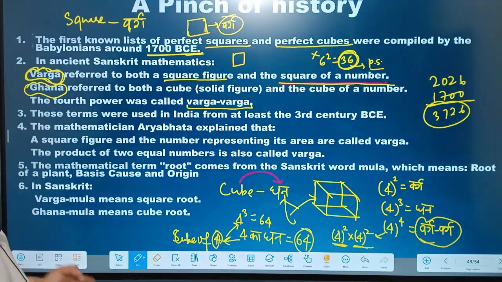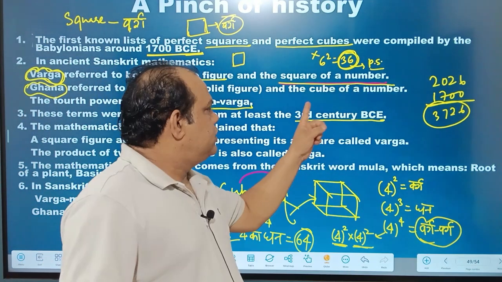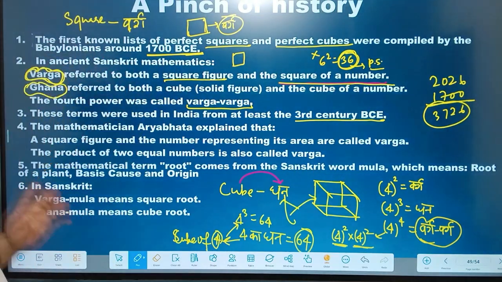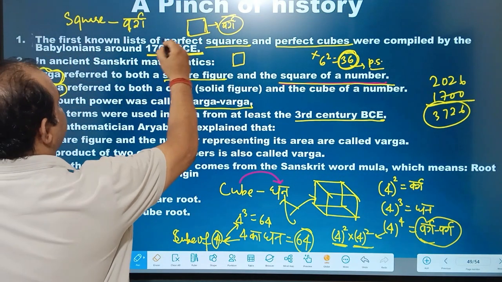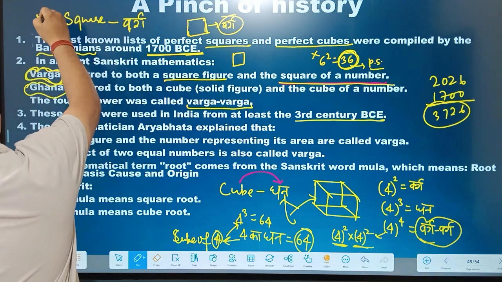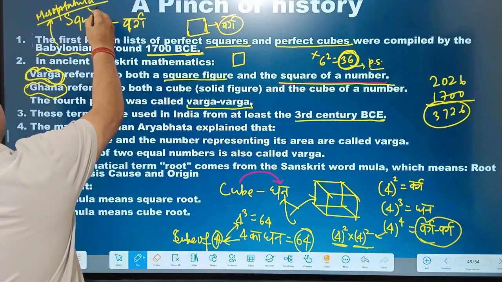These terms were used in India from at least the 3rd century BC. 3rd century BC means 200 to 300 years before Christ. These terms were used in India. But first of all, where was it used? It was used in Babylonia, right? This is somewhere near Mesopotamia, which is right now somewhere in Iraq, right?